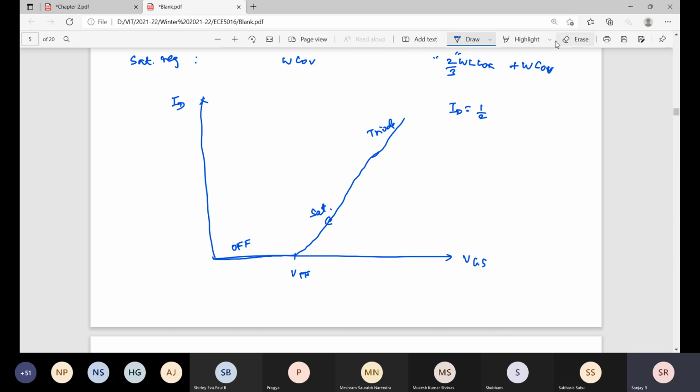Let's say I am operating here. I will put this color. Now this is the Q point. Expanding around the Q point, looking from the Q point, I am applying a very small signal, delta VGS. Very small signal. So looking from here, the line looks linear.